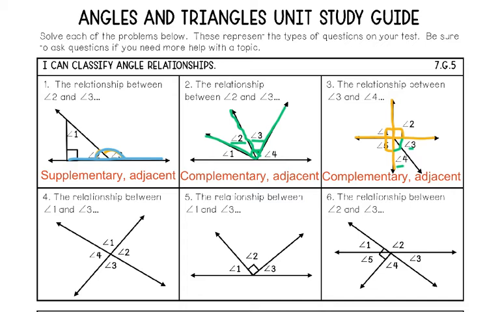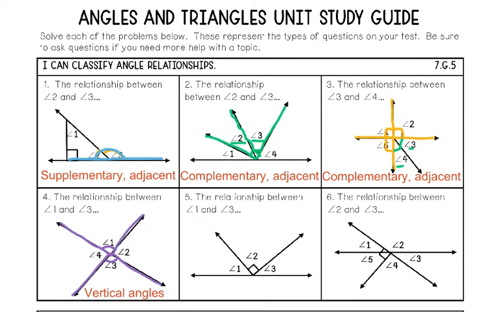On number 4, angle 1 and angle 3 are like looking in the mirror at each other. If I were to measure these two angles, they would have the exact same measurement. That's because they are vertical angles. Vertical angles are congruent and vertical angles are across from each other.